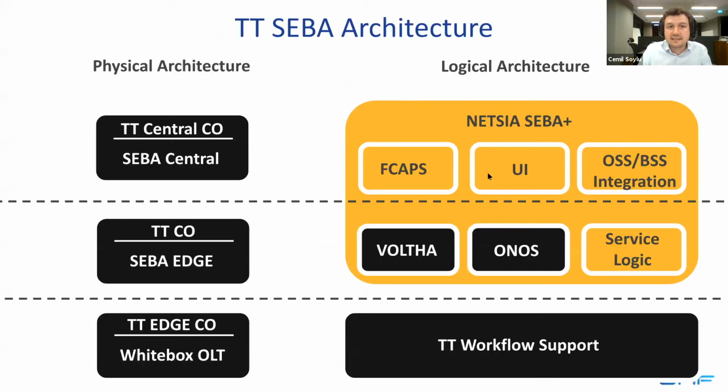And on this next slide, I would like to explain the TT SEBA structure and what we did on our live network, actually. You can see that there are two parts of this design. First, I will start with the physical design. TT uses a tiered architecture for SEBA. We believe the multi-edge clouds will be reality in the near future. So we started to do our implementations in a way to support future networks.